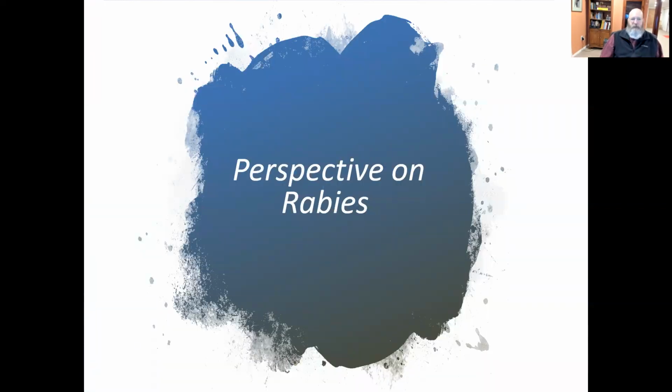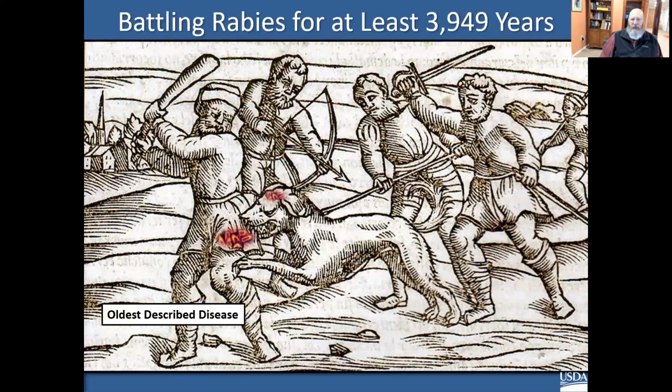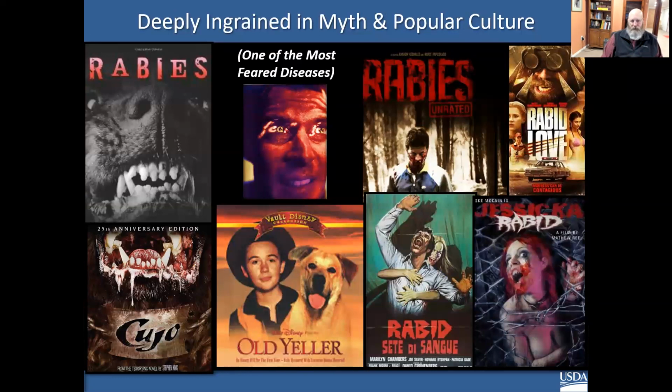And from just a basic stepping back for a little bit of perspective on rabies, even globally, it's a small community working together to fight rabies. The true rabies warriors, as I see them. We've been battling rabies for at least 3,949 years, give or take a few years, but it is the oldest described disease. It's deeply ingrained in myth and popular culture. It's one of the most feared diseases.